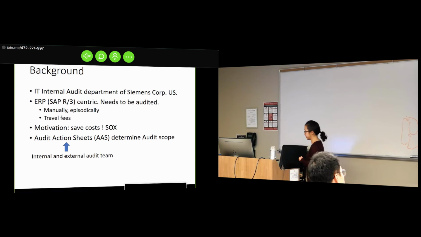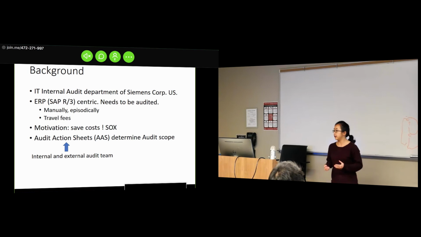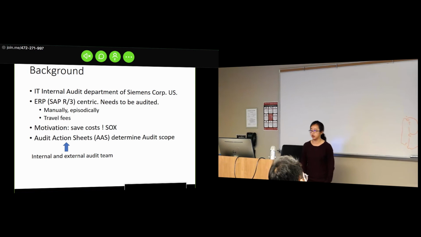Because Siemens is an ERP-centric firm, they have a lot of work to be done to audit this system. But at that time, a lot of work was done manually and not continuously, and a lot of travel fees were incurred in this process. So in order to save costs, in the appendix of this paper, they calculated the potential cost savings. It amounts to about $20 million. So the motivation of Siemens doing this is to save costs and also to better comply with SOX. This paper was written in 2005, and this is the background.